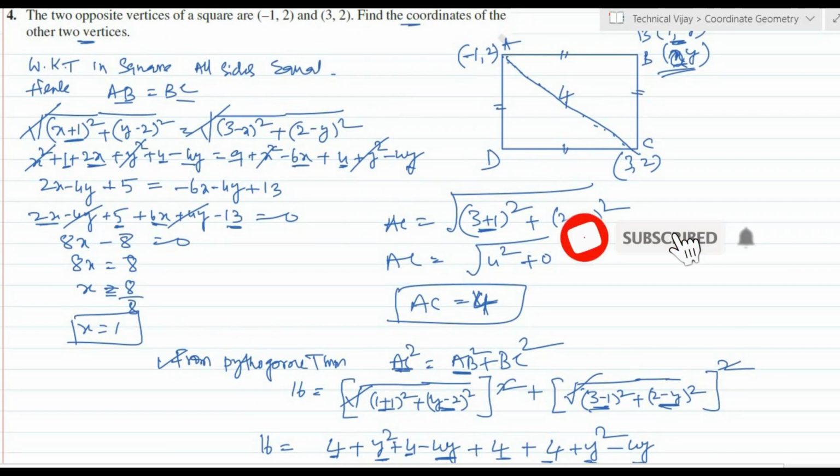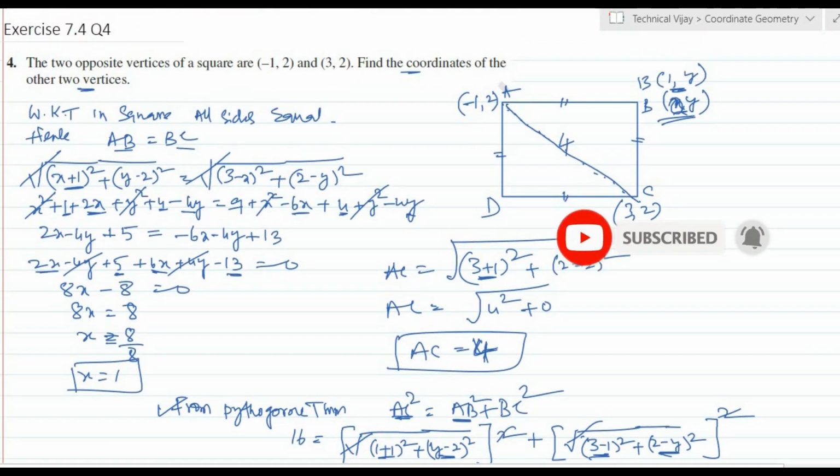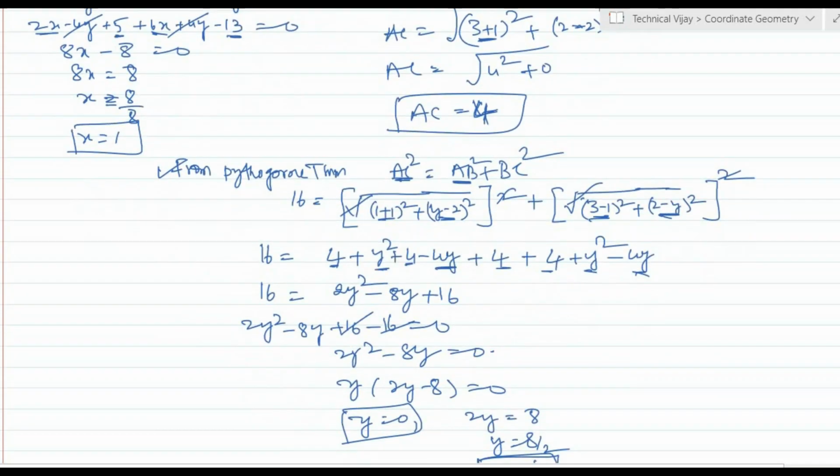Here BC means this one: (3 minus 1) square and (2 minus y) square. Here AB square and BC square, and the square root and square get cancelled. So 16 is equal to (1 plus 1) square, that is 2 square, which is 4, plus (y minus 2) square, that is (a minus b) whole square, so y square plus 4 minus 4y, plus 3 minus 1 is 2, 2 square is 4. So this leads to 2y square minus 8y plus 16. This 16 comes to this side, so 2y square minus 8y equal to 0.